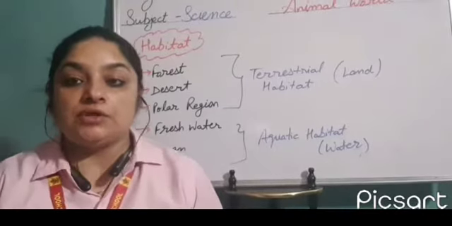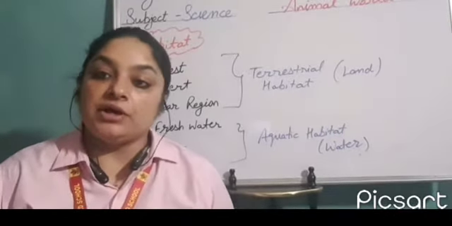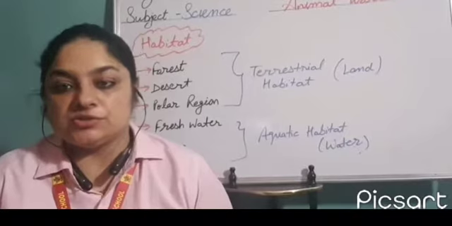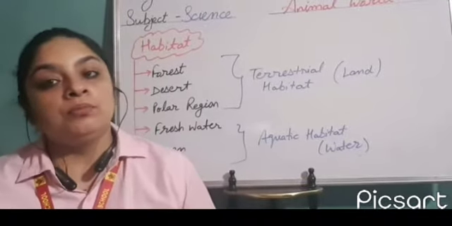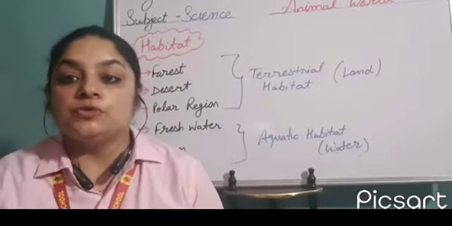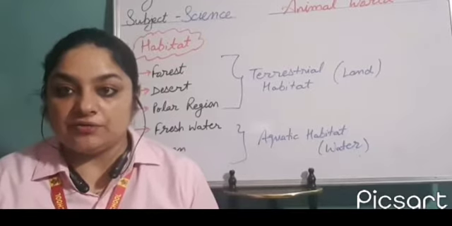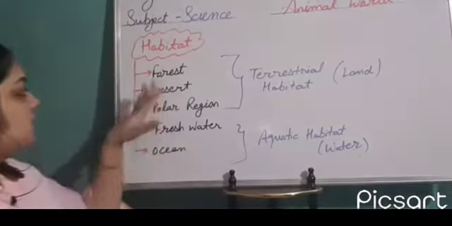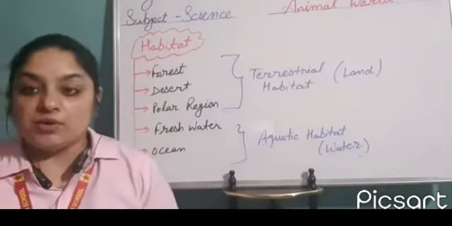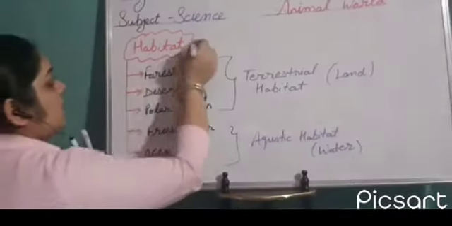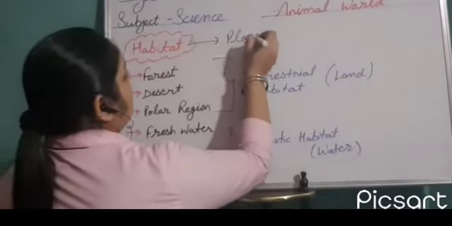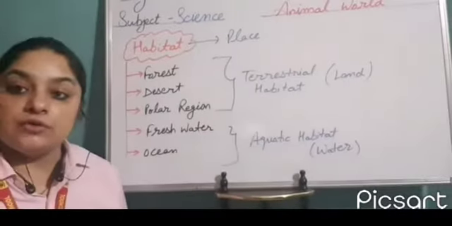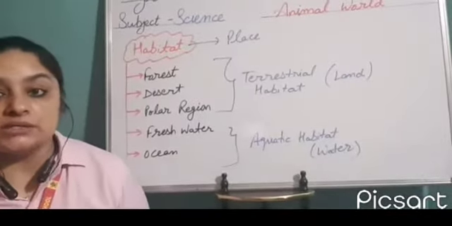In this chapter I will teach you about habitat, what the different types of habitat are, what adaptations are, what the different features of animals are which help them so that they can survive in different environments, and migration. So first of all, habitat. What is habitat? It is simply the place where any organism naturally lives and reproduces. That is known as habitat.